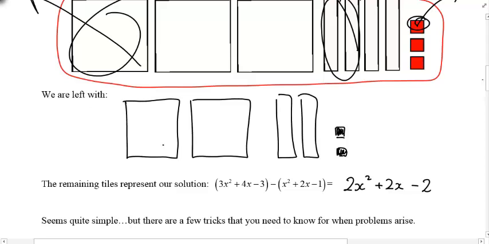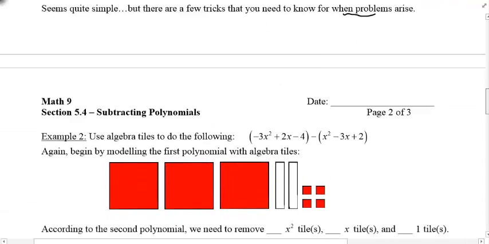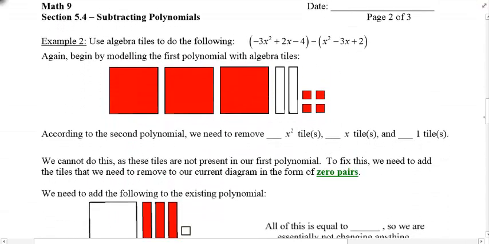But this was nice because we had all those things there. There's a trick that you need to know when some other problems arise. So let me show you one more on the next page. So please turn the page. Okay. I'm going to ask you to do the same thing. Use algebra tiles to do the following.